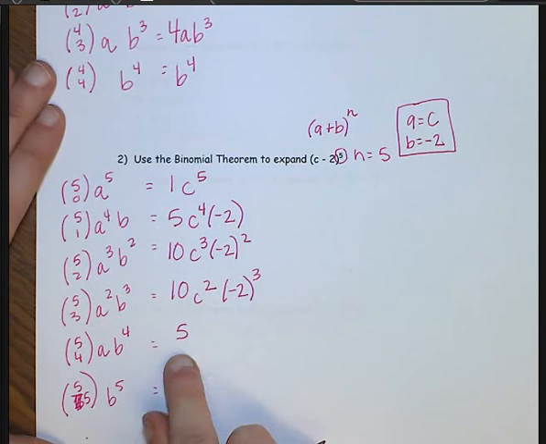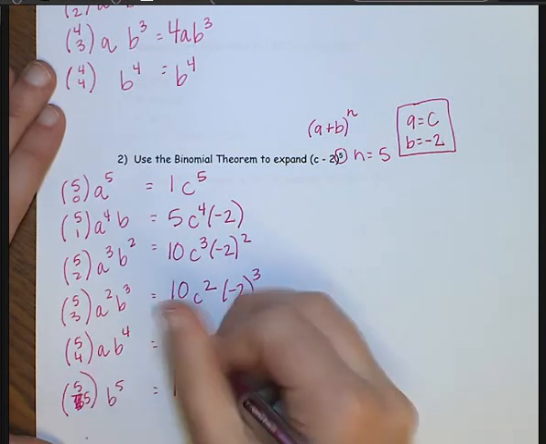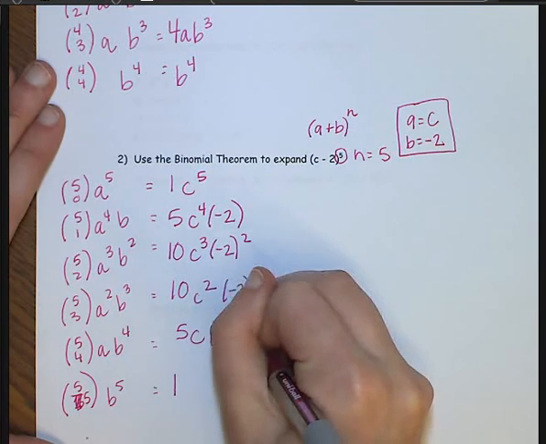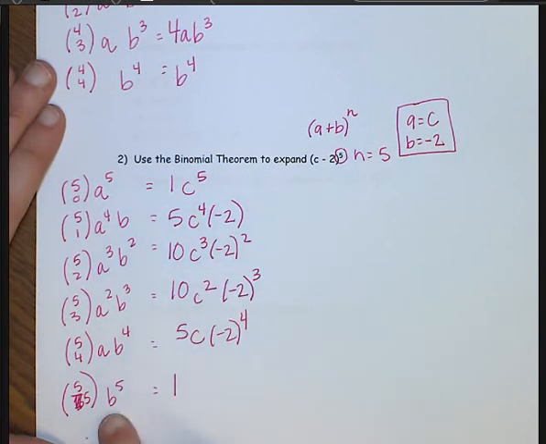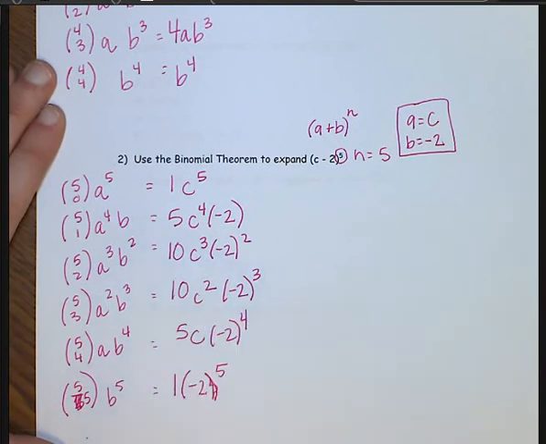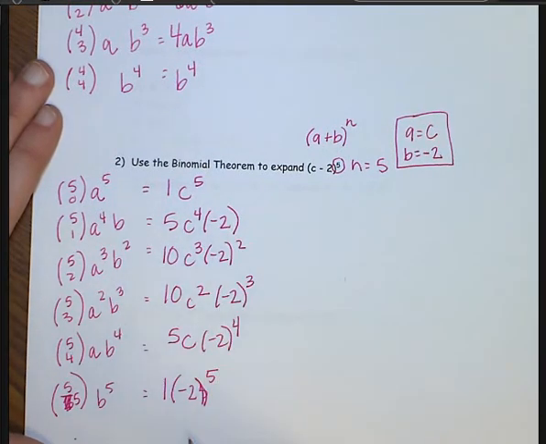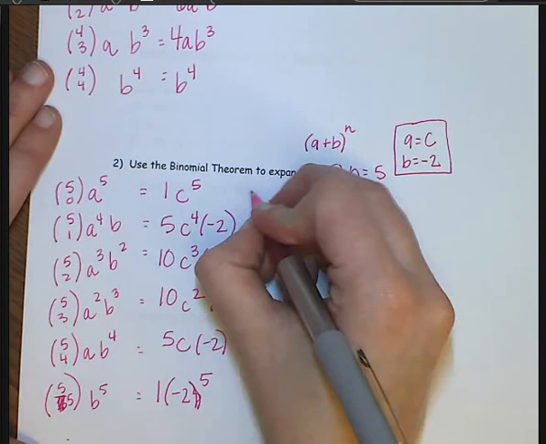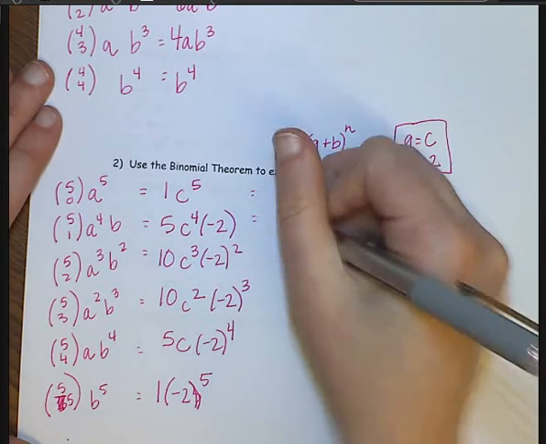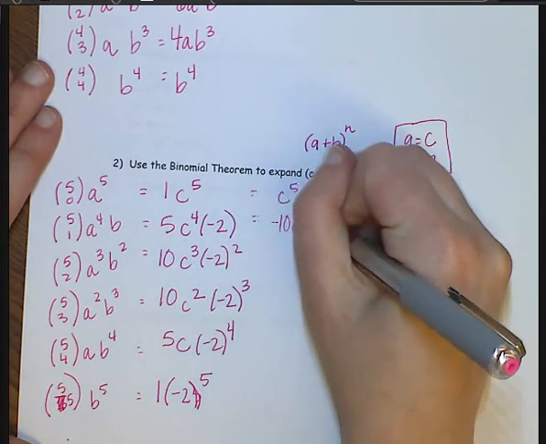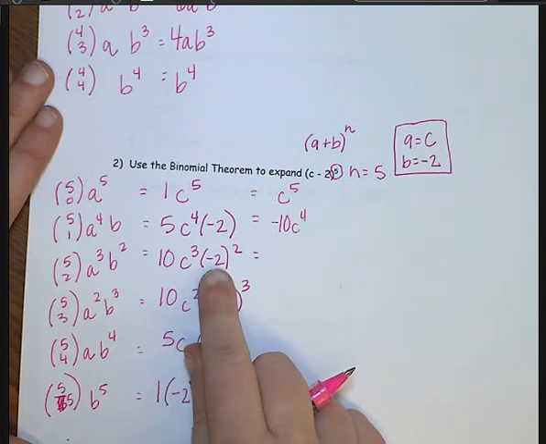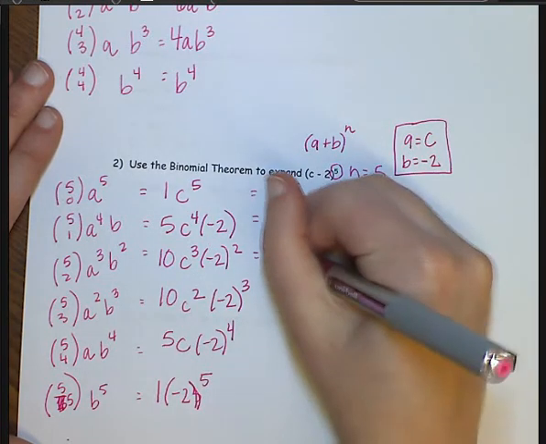Next, we have 5 times a, which will be c, and b to the 4th is negative 2 to the 4th. And last, a coefficient of 1 times b to the 5th, which will be negative 2 to the 5th. Okay, so now we can multiply these out. The first term will just be c to the 5th. The second, I have negative 2 times 5, or negative 10 c to the 4th. My third, I have negative 2 squared, which gives me positive 4 times 10 is 40, and c cubed.